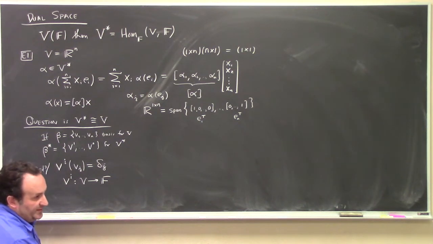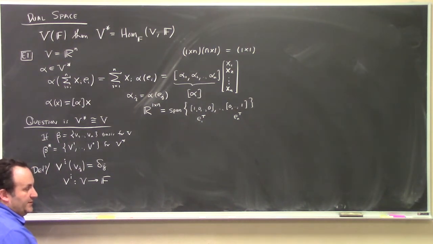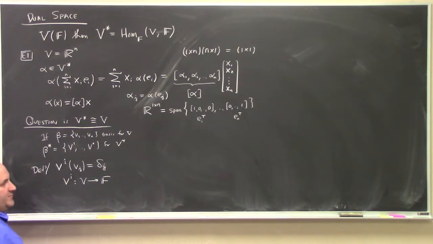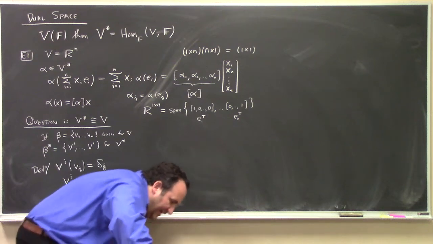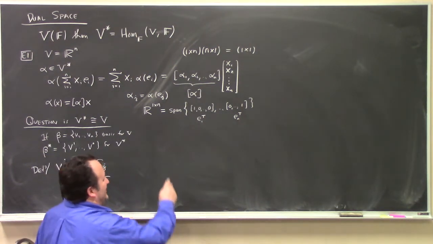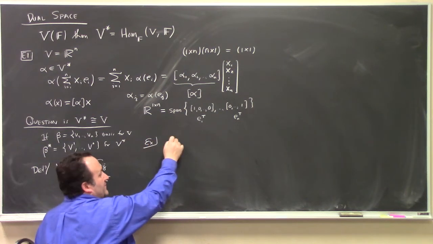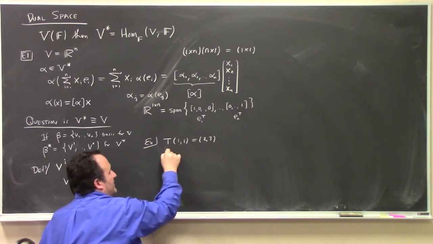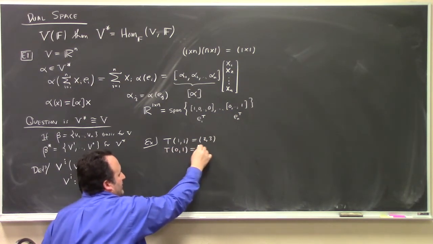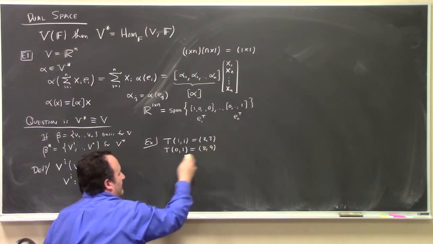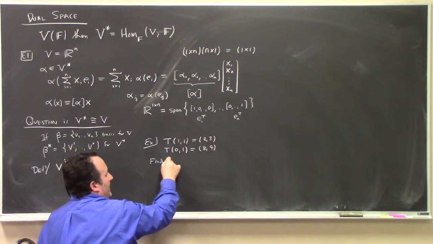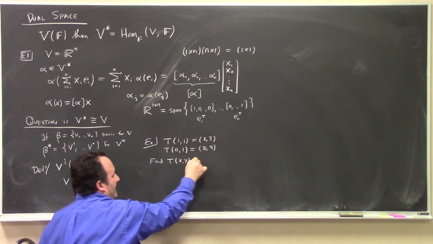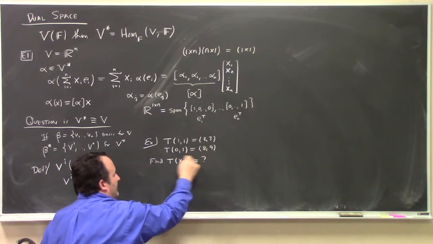There's a theorem of linear algebra: if you define a linear transformation on a basis for a vector space, there exists a unique linear extension. So here's a pretty typical potential GRE question based on that. Suppose you had T of (1,1) equal to (2,3), and T of (0,1) equal to (8,9). Find T of (x,y), given that T is linear.